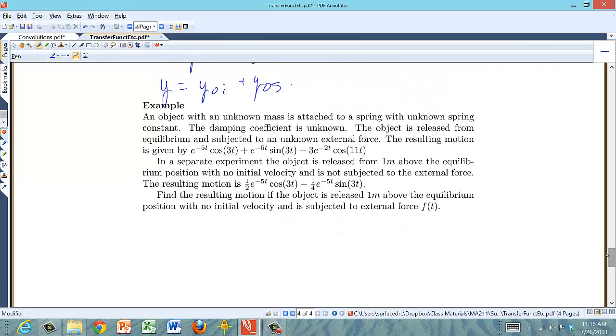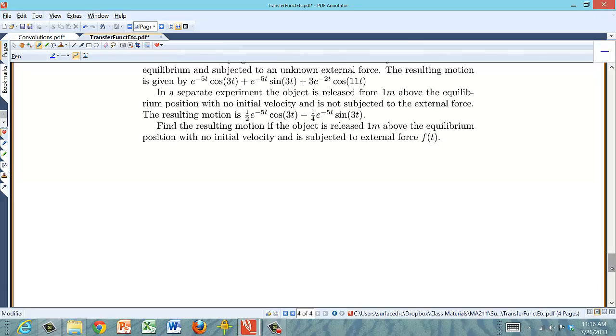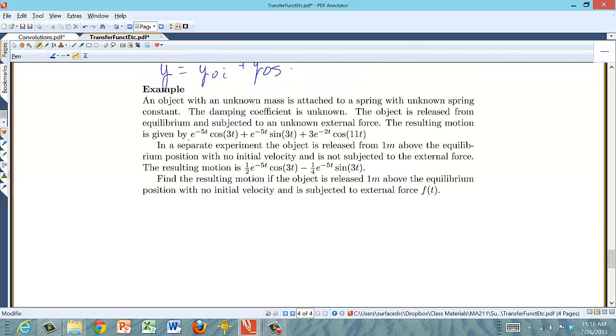So I've got an object with an unknown mass. It's attached to a spring with an unknown spring constant, and the damping coefficient is unknown. The object is released from equilibrium and subjected to some certain force. The resulting motion is given by this. So what's this guy? I released it from equilibrium and subjected it to an external force, so this is the zero state response here.